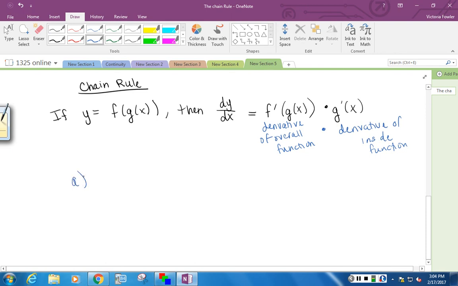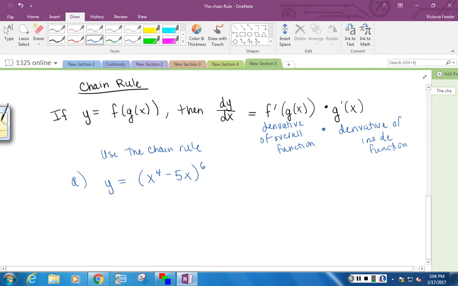Okay, so we're going to take the derivative. We're going to differentiate using the chain rule. Soon I'm going to have to recognize if I'm going to use the chain rule. And let's look at example A here. It says y is going to equal the quantity x to the 4th minus 5x all raised to the 6th.